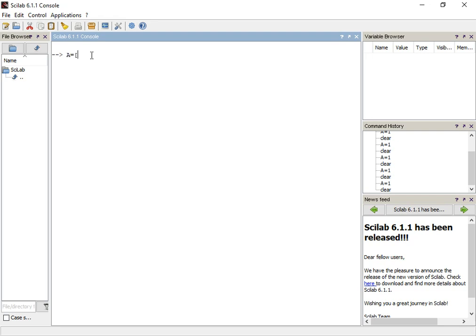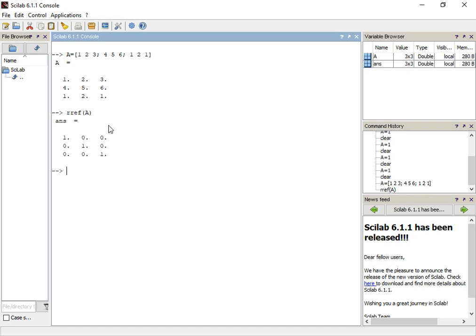Let me say A is the matrix with rows 1, 2, 3; 4, 5, 6; 1, 2, 1. First of all, I want to perform the RRE process on this. So let me go for RREF of A. That is the command to find the RRE form of A, and here all the diagonal entries are 1 and all others are 0. From this I can conclude that your matrix is invertible.